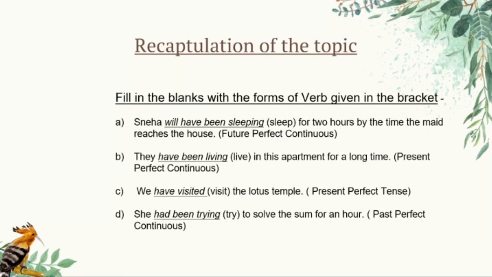She dash tried to solve the problem for an hour. Now this we have to fill with past perfect continuous. So revise the rule in your mind and fill in the blank. She had been trying to solve the sum for an hour.